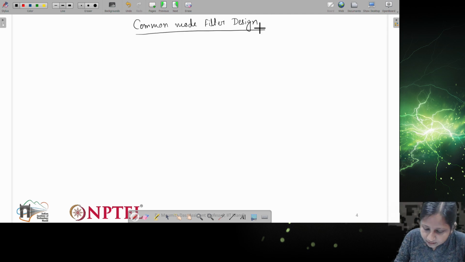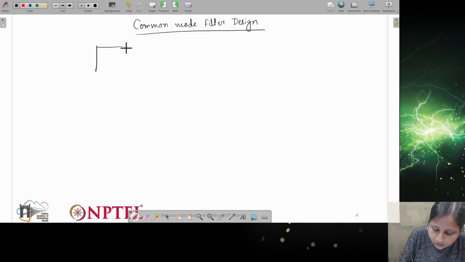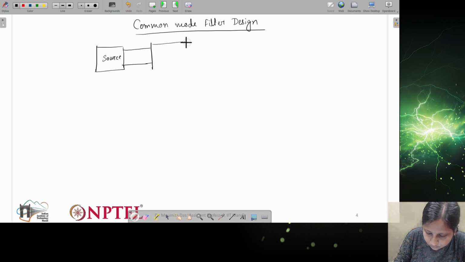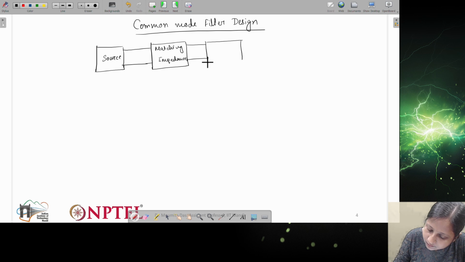Right. So when I consider this filter design, the block diagram will look like this: there will be a source, which you have already seen as the input voltage source, then we need the matching impedance part, and then there will be the filter part, and then the converter part comes.